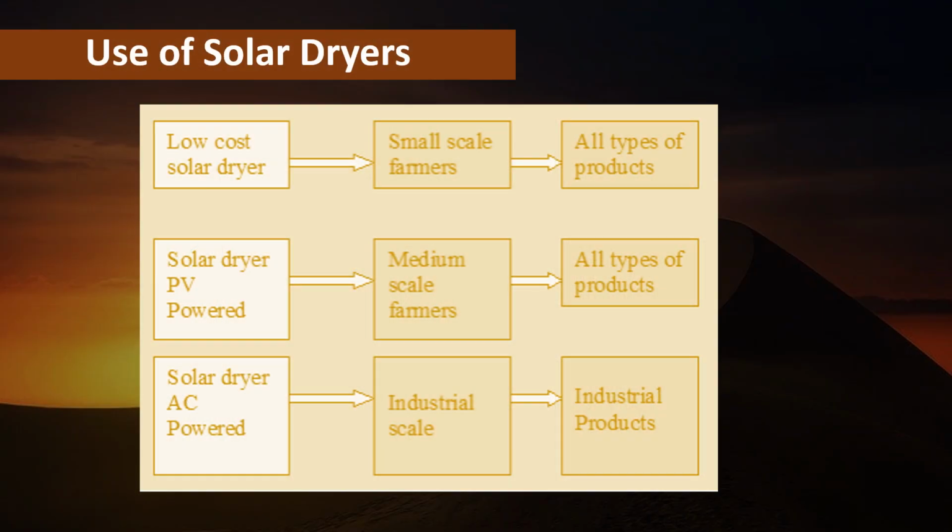Then the use of solar dryers. Depending on the cost and temperatures, we have different types of solar dryers. The low cost solar dryers are used for small scale farmers and can be used for all types of products.